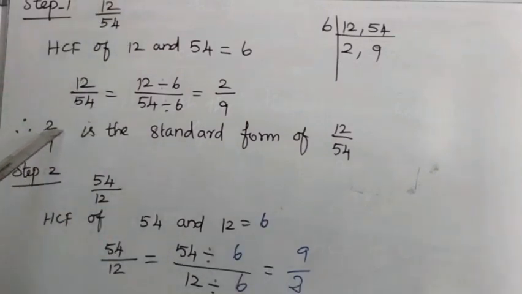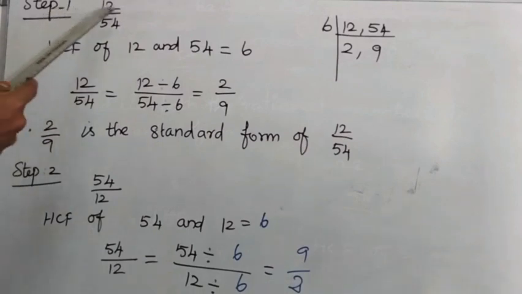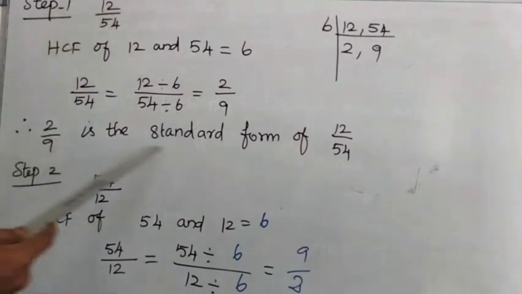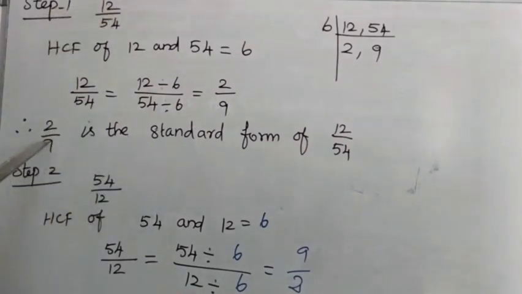That is 2 divided by 9. The first given rational number's answer in the simplest form is 2 by 9, and the second rational number's answer is 9 by 2. Are both the same or different? Here the numerator is 2 and the denominator is 9. Here the numerator is 9 and the denominator is 2. Both are not the same. So they are not equivalent rational numbers.